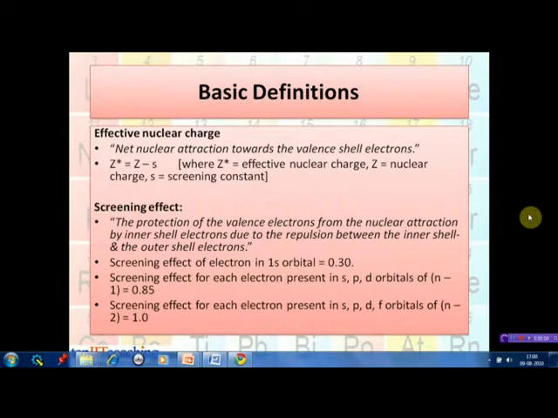Screening effect can be defined as the protection of the valence electrons from the nuclear attraction by inner shell electrons due to the repulsion between the inner shell and the outer shell electrons. It can be quantified in terms of screening constant. Its value for those electrons which are present in 1s orbital is 0.30. For electrons present in s, p, d orbitals of n-1 level, its value is 0.85. And for the electrons in s, p, d, f orbitals of n-2 level, it is 1.0.